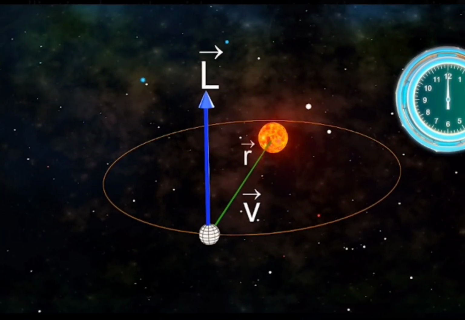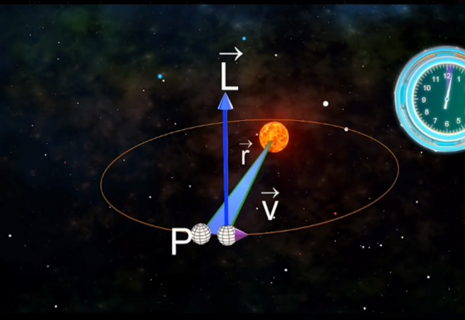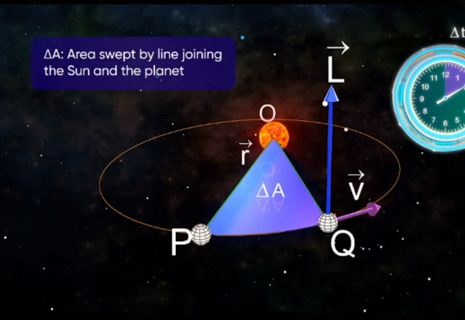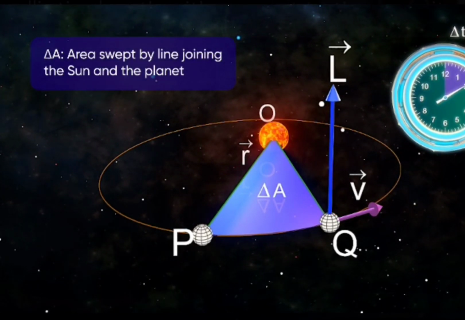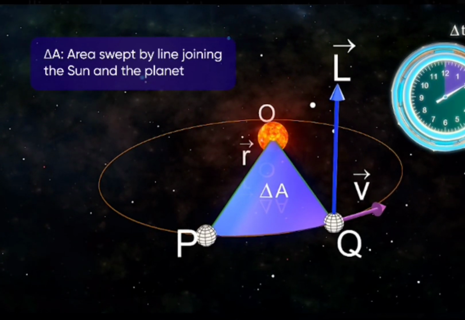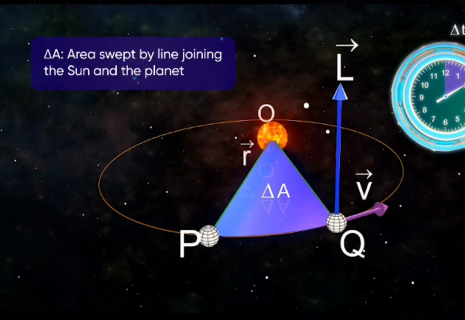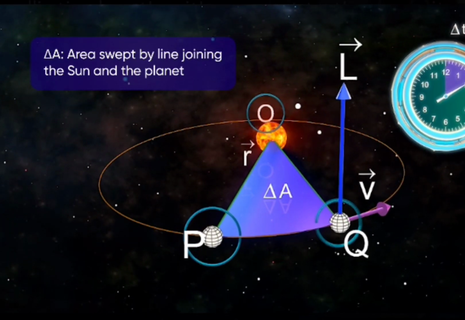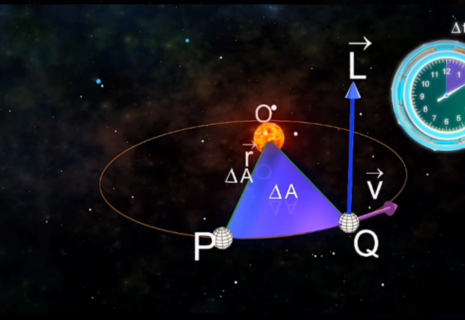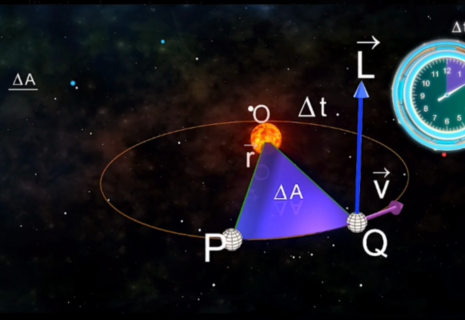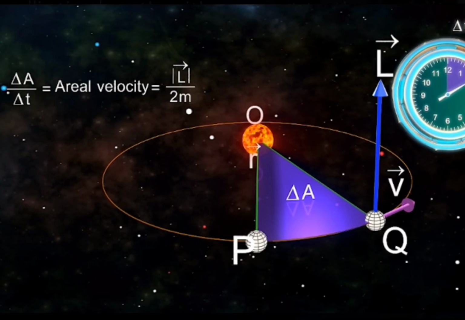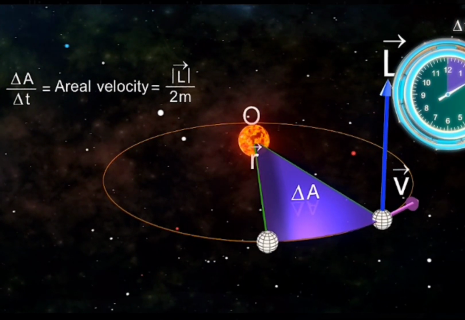Let us say that the time taken by the planet to move from P to Q is delta t. Delta A here is the area swept by the line joining the Sun and the planet. This is equal to the area covered by the points O, P and Q. It can be proven mathematically that delta A upon delta t, the areal velocity, equals modulus of vector L upon 2m.